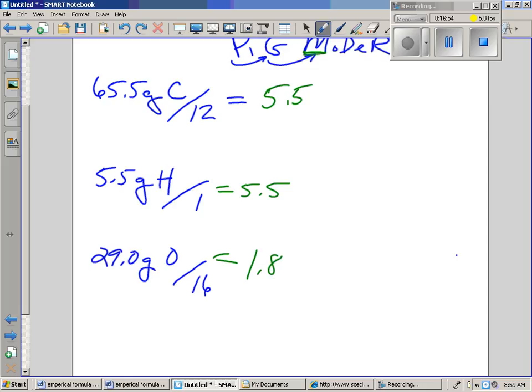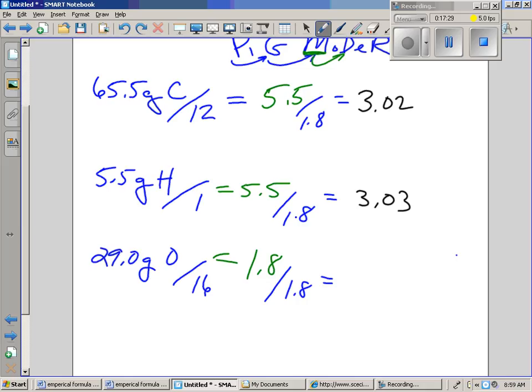I am now up to moles. The D is for what? Divide by the lowest mole number. Thank you. So, lowest number, I messed this up last period. It's 1.8. When you do this, you're going to get 3.02, then you're going to get 3.03. And obviously, one of them will be 1.